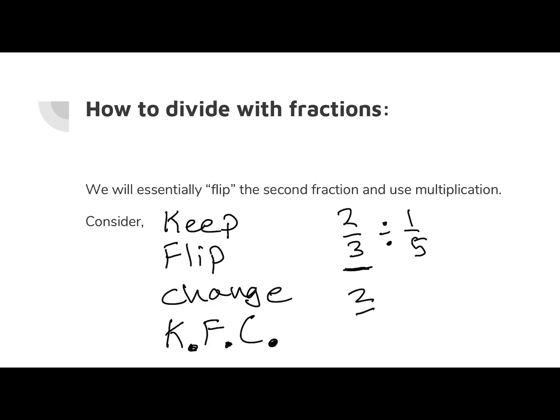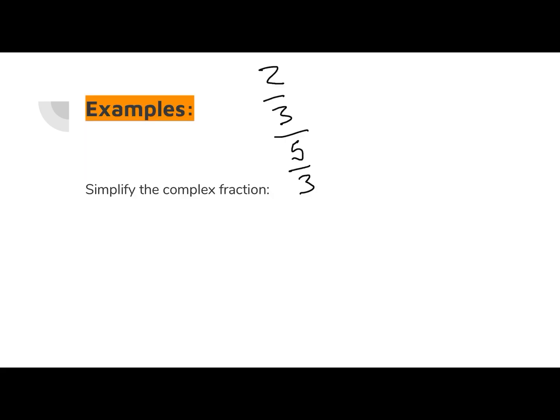So we're going to keep this 2/3 value. We're going to flip this division to multiplication, and we're going to change this 1/5 to 5/1. All right, so 2/3 times 5/1 would, of course, be 5 times 2, which is equal to 10, over 3 times 1, which is equal to 3. So our answer would be 10/3.